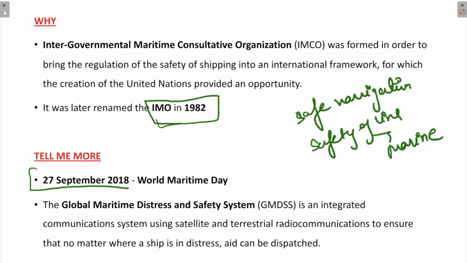One important point to note here is that 27 September is observed as World Maritime Day, and there is a system known as the Global Maritime Distress and Safety System, which is an integrated communication system using satellites and terrestrial radio communication to ensure that no matter where a ship is in distress, aid can be dispatched. So through this Global Maritime Distress and Safety System, help is provided to the ships no matter where they are located or where they are stuck.